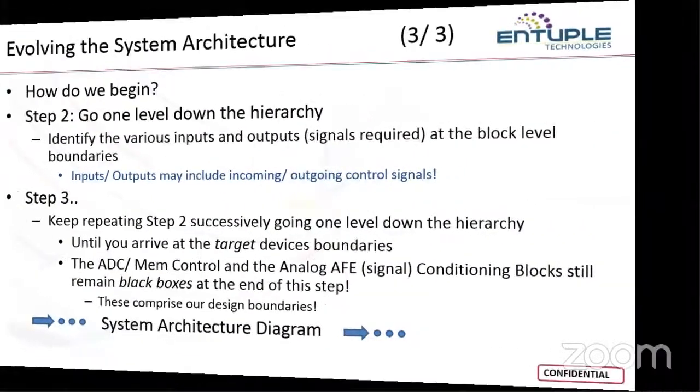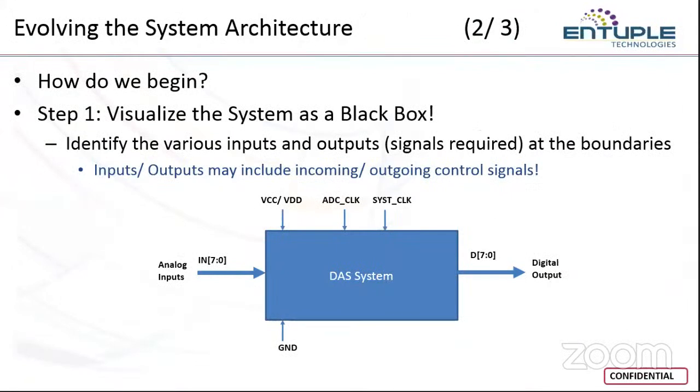These are the steps. We stopped here, right? So we visualize the system as a black box first. It will be helpful for us to identify the input and output signals. Then we check what the supply voltage and the ground terminals are going to be, and then we check the system clocks as well as the clock for the overall block.